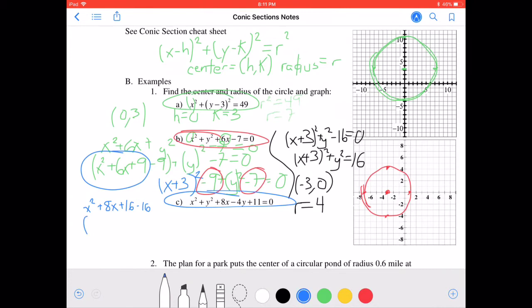And then when this turns into the parenthesis, I get x and then half of b, which is plus 4.